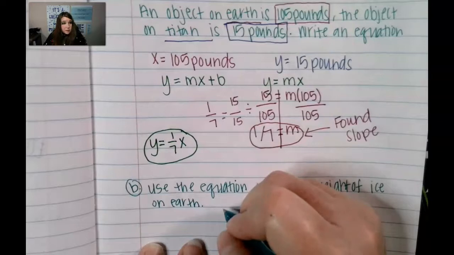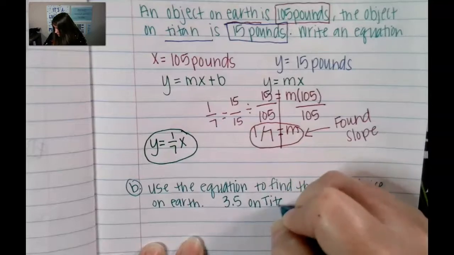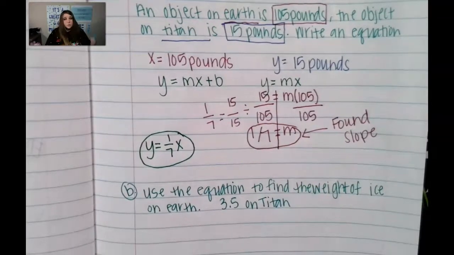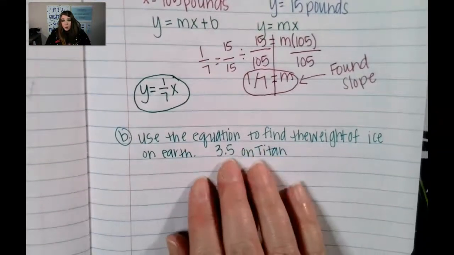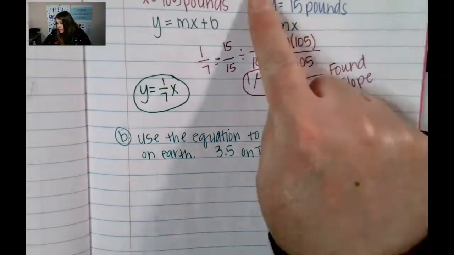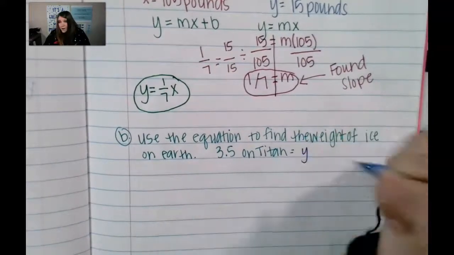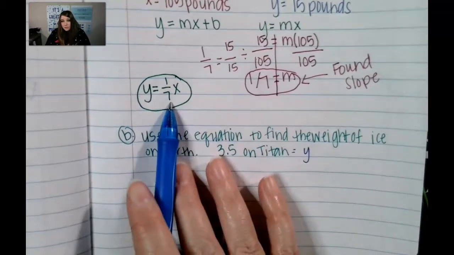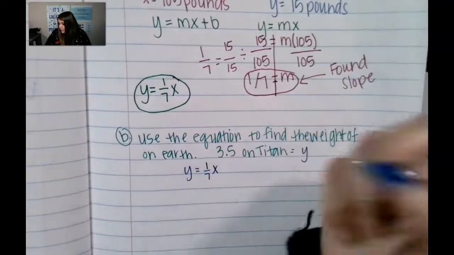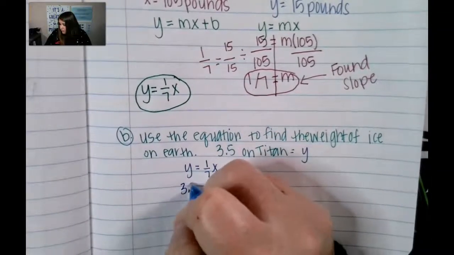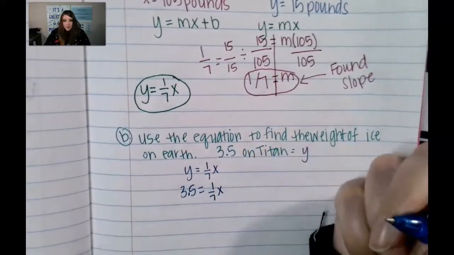It says 3.5 on Titan. Okay, so now we're going to use substitution again to find how much it weighs on Earth. So if we look back up, it says Titan is our y value, so this equals our y. We're using this equation here. So our equation is y equals 1 over 7x. So we have 3.5. We're substituting in for the y, and 1/7 x.